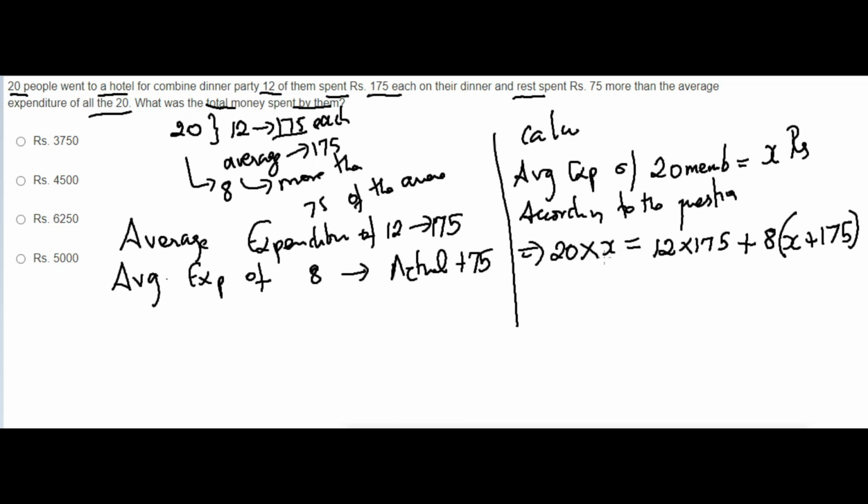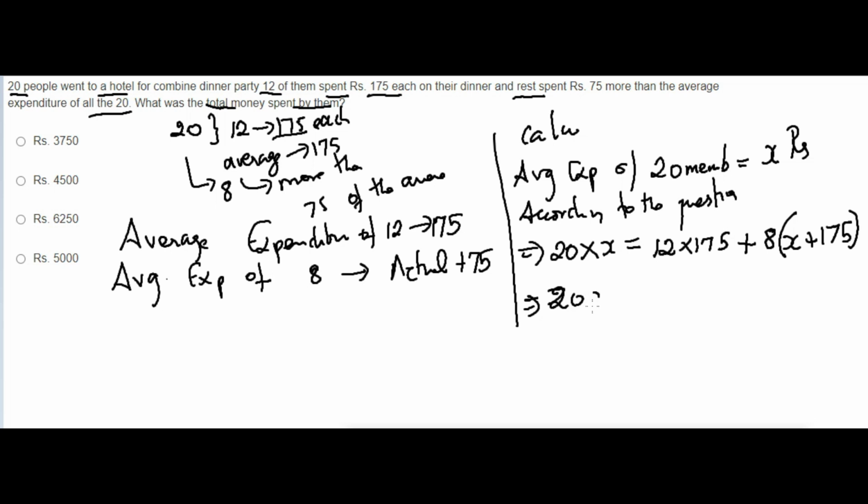So for the 20 members, the total average is x. Is it right? And among the 12 members, the average is 175, because all the 12 members have taken 175 rupees. The remaining 8 members are more than the average. We don't know the more, so we have taken the total average plus 175. Now if you calculate, what do you get?